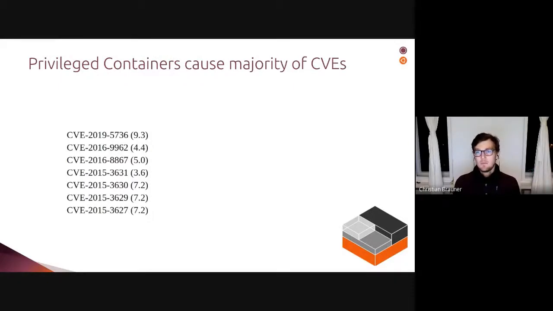As you can see, privileged containers cause a majority of the CVEs. So this is not just a statement that we tend to make lightly. These are also not the CVEs from a single runtime. LXC doesn't even accept CVEs for privileged containers. As you can see, this is pretty bad. Most of them score at 9.3, 7.2. This is not a great state. And privileged containers, therefore, shouldn't be used.